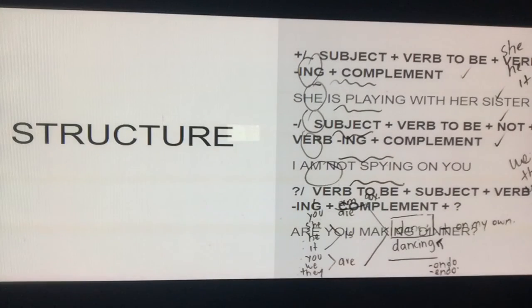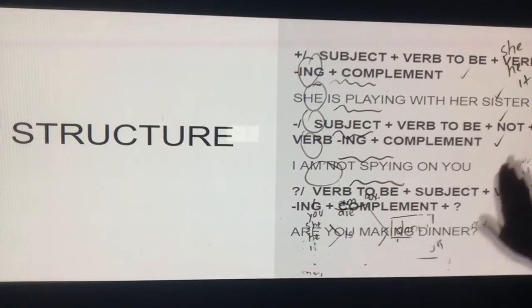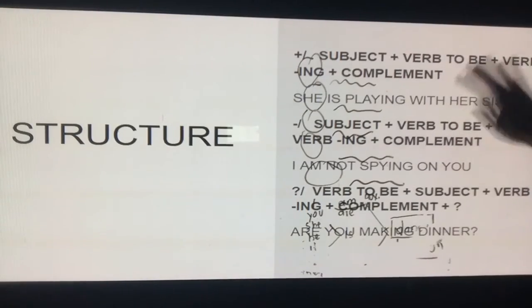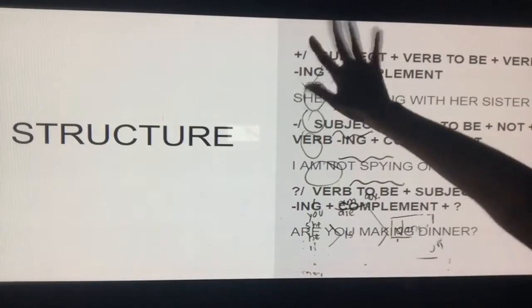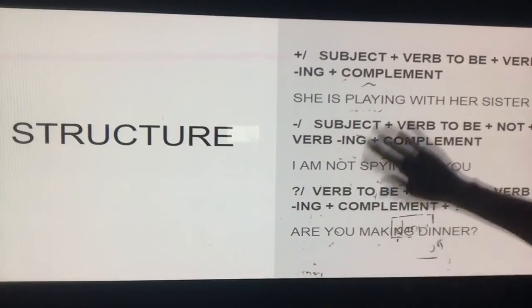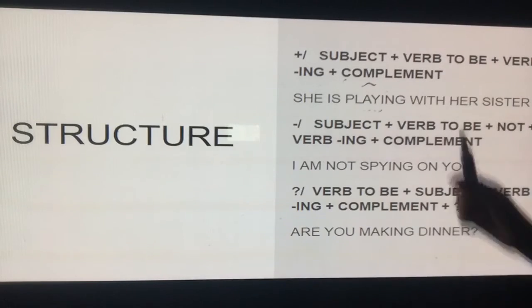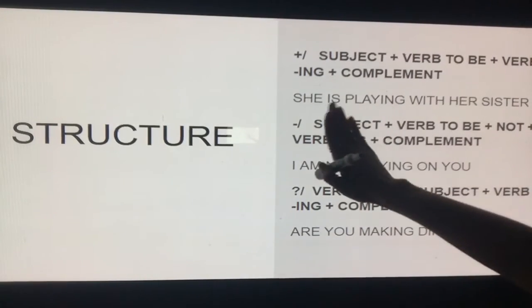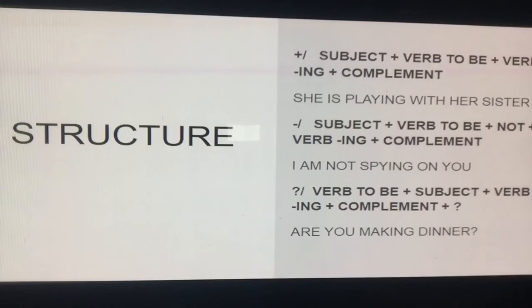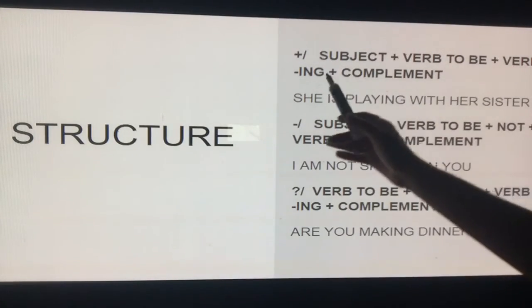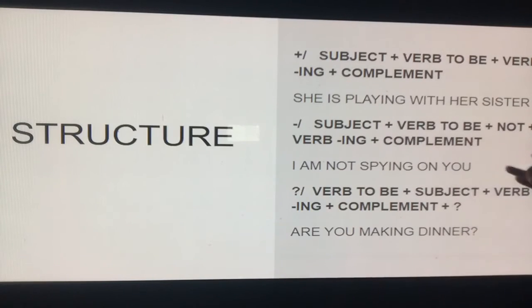Okay, so now we're going to see how you can create sentences depending on the type of structure or form that you decide to use, either if they are positive, negative, or interrogative. So here we have the first one that is positive. So it's the same one that we used in the other slide. The only thing that you need is the subject, you need the verb to be, you need the verb in ing form, and you need the complement. As you can see, it's the same thing.